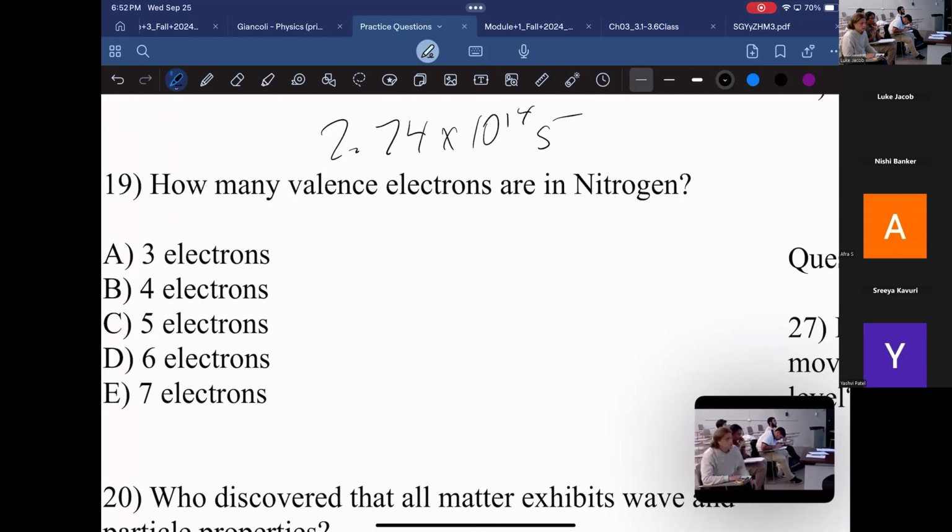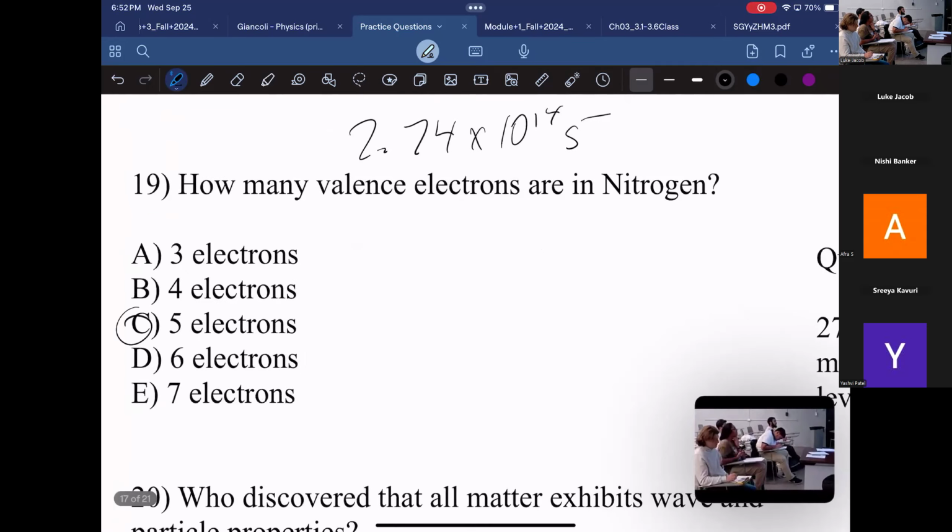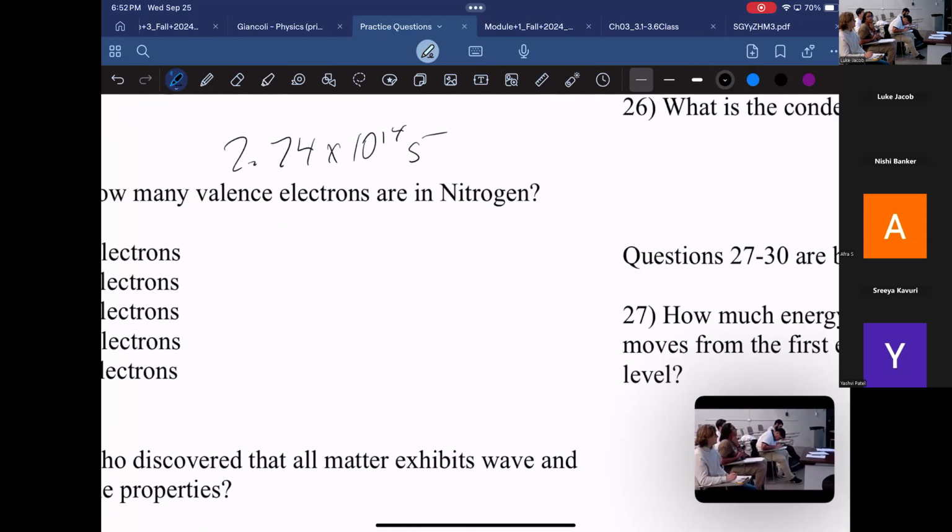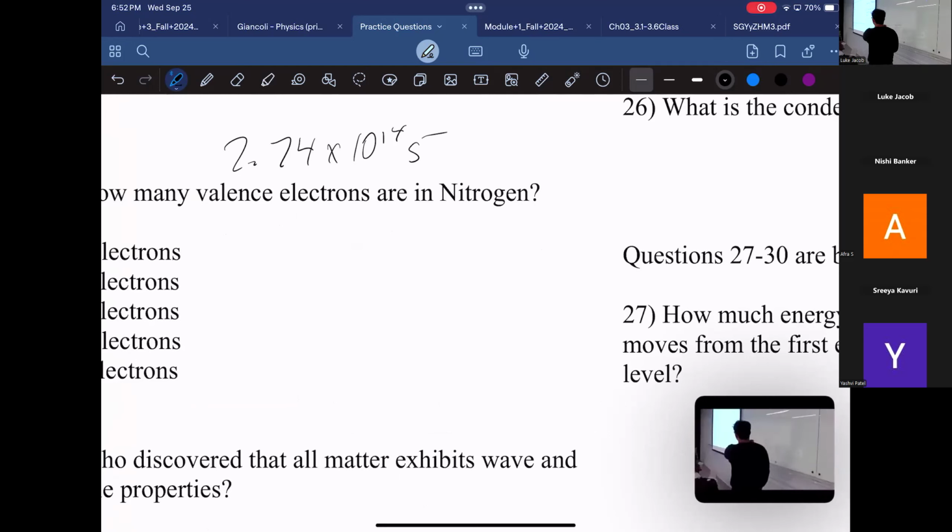C, yes, 5. Can you just go over again how to find the valence electrons? So valence electrons are very simple. It's all the electrons on the outermost shell, right? And there are 7 principal energy levels on the periodic table.